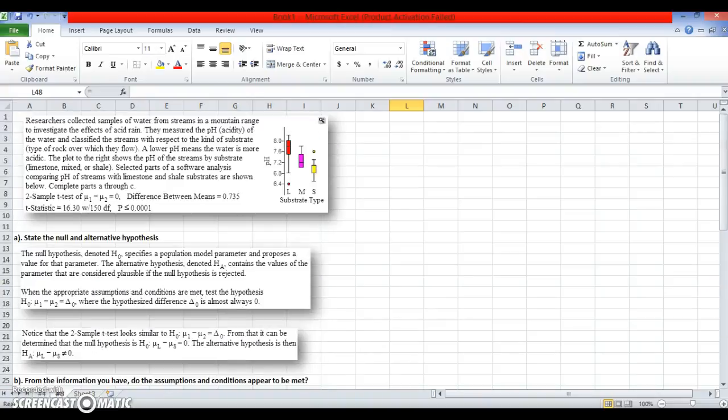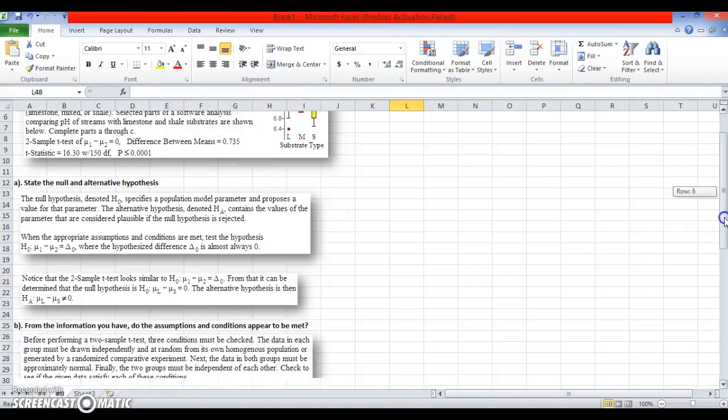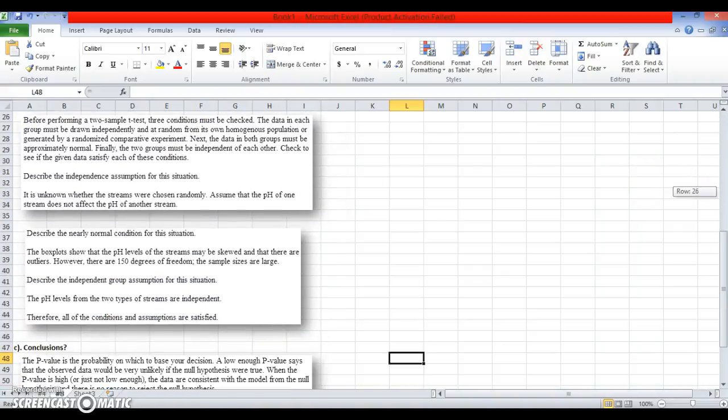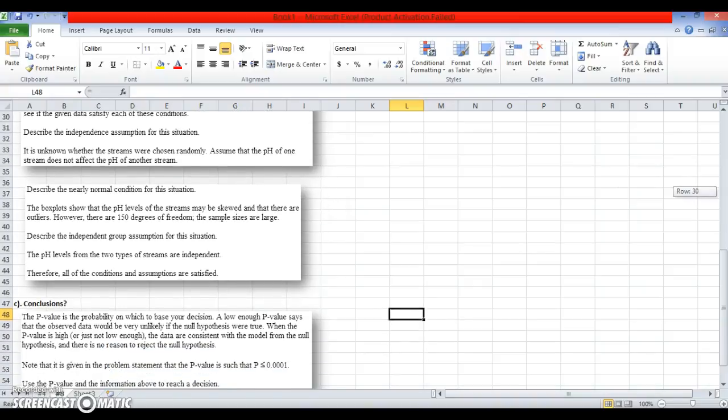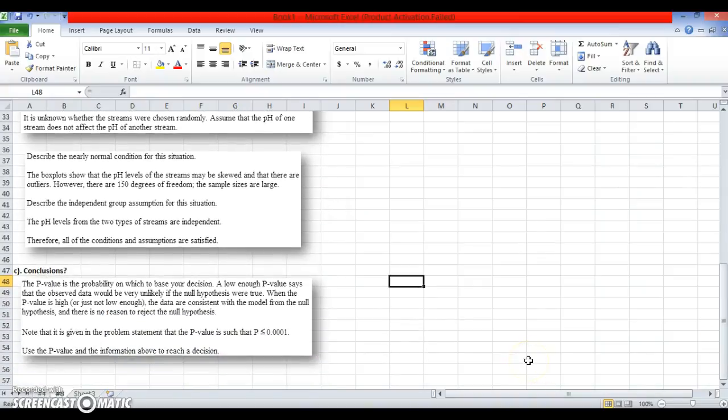Going back up, you can see there is a skew in the pH values for limestone, so keep that in mind as we go forward. All these conditions have been met. So what are the conclusions? The p-value is the probability on which you base your decision to reject or fail to reject the null hypothesis in this case.